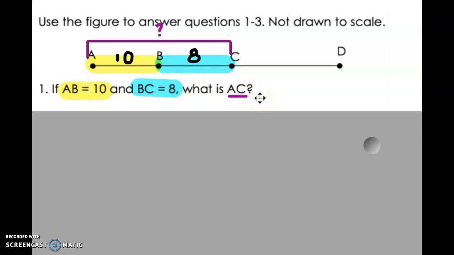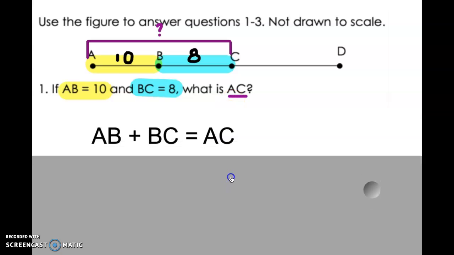Now we need to figure out what is the length of AC. I've highlighted AC here in purple and put a little question mark by it because that's what we're trying to figure out. To figure this out, we have to say, hey, look, if I take segment AB and add it to segment BC, that's the entire length of AC. So the yellow segment plus the blue segment equals this whole purple segment. And that is called the segment addition postulate, and we're going to use that to solve this problem.